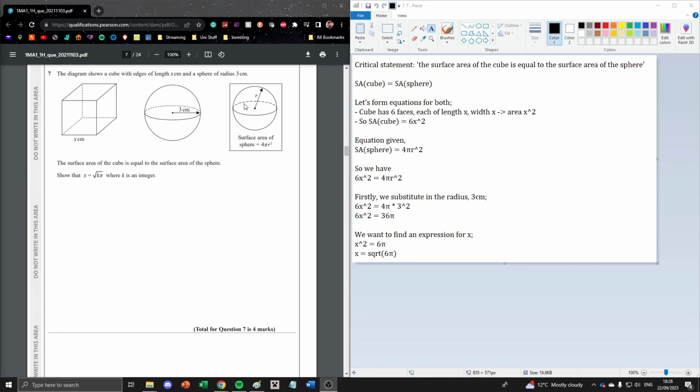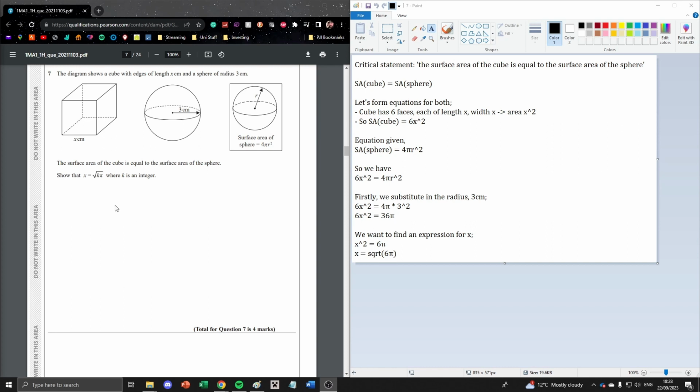Obviously, we're given the equation for the surface area of the sphere is 4 pi r squared. We know that r is 3 centimeters. So we have 6x squared equals 4 pi r squared, obviously substituting in our value of 3. So 6x squared equals 4 pi times 3 squared, which as we know is 9. So 6x squared is equal to 36 pi.